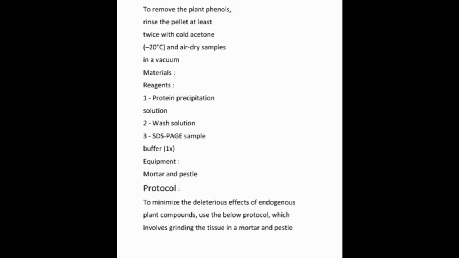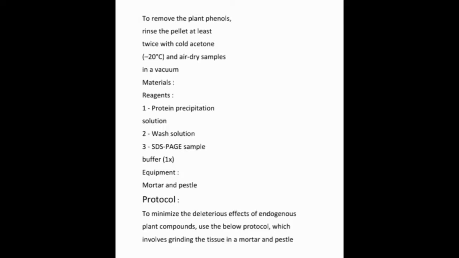To minimize the deleterious effect on the indigenous plant compound, use the below protocol, which involves grinding the tissue in a mortar and pestle with liquid nitrogen. 1. Cool protein precipitation and wash solution to -20 Celsius. Chill a mortar with liquid nitrogen. 2. Place 3 to 4 leaves in the mortar. Add liquid nitrogen and grind the leaves in the liquid nitrogen to a fine powder.